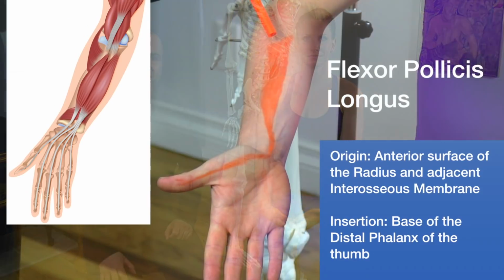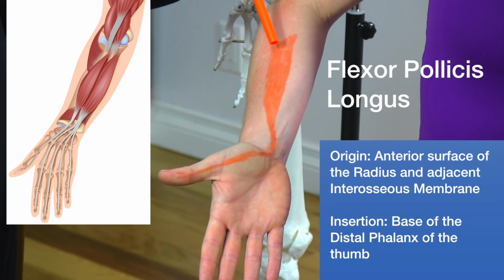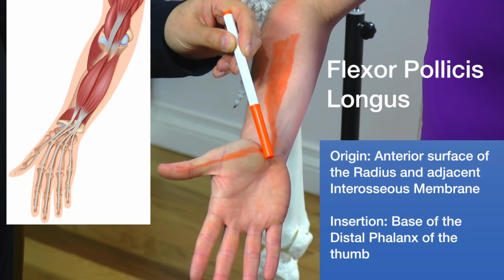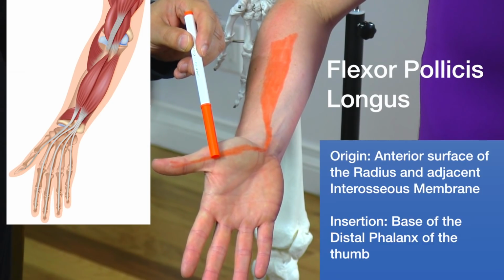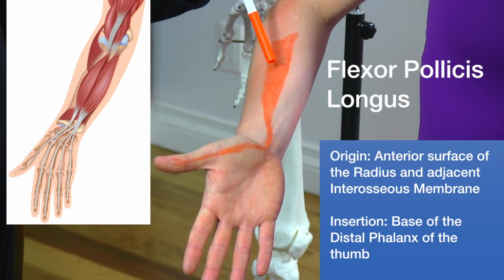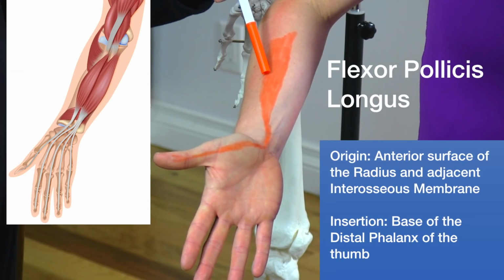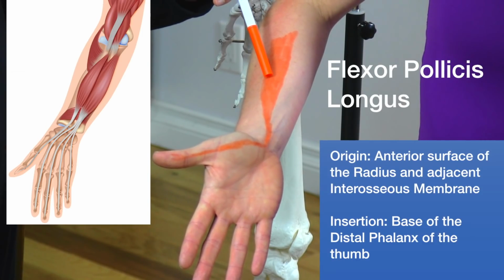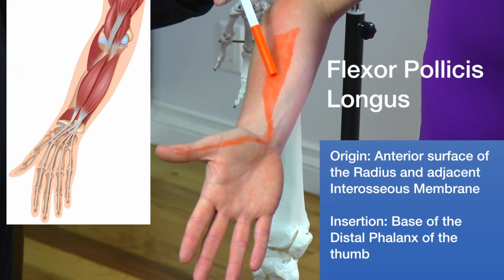Let's take a look at the extrinsic muscles of the thumb. Now, the flexor pollicis longus originates from the anterior radius, and its tendon passes through the carpal tunnel and inserts on the base of the distal phalanx of the thumb. This muscle acts to flex the interphalangeal joint, the metacarpophalangeal joint, and the carpometacarpal joint. It also assists in the flexion of the wrist and in abduction, or radial deviation.